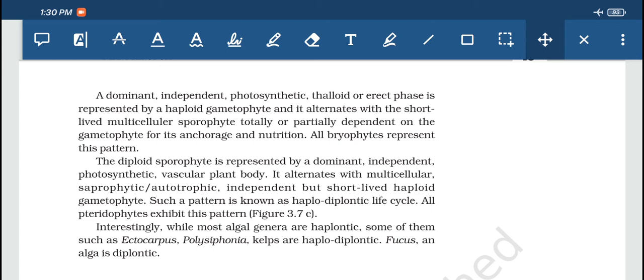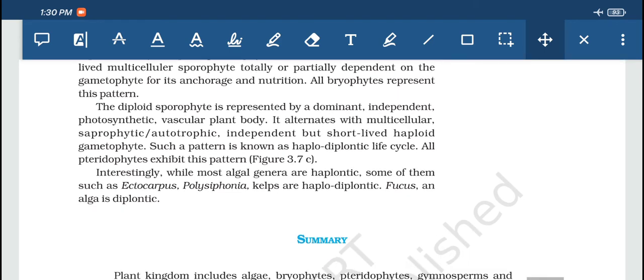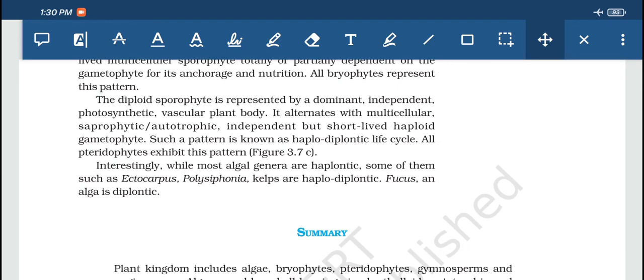And it alternates with the short lived sporophyte. How is the sporophyte? It is very short lived, multicellular, and partially or totally dependent on the gametophytic phase. This occurs in bryophytes, but in pteridophytes it is the totally opposite case. Here the very dominant phase is the sporophyte, and the gametophyte is independent only, but it is short lived.